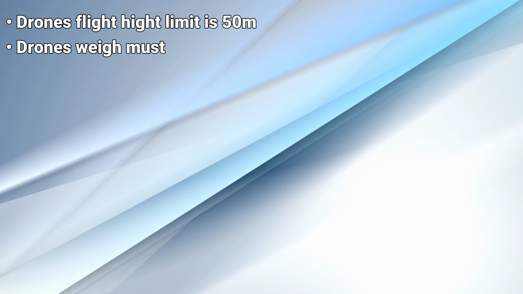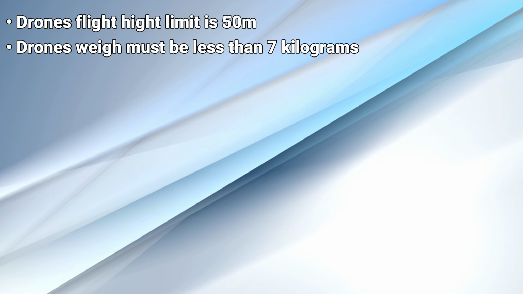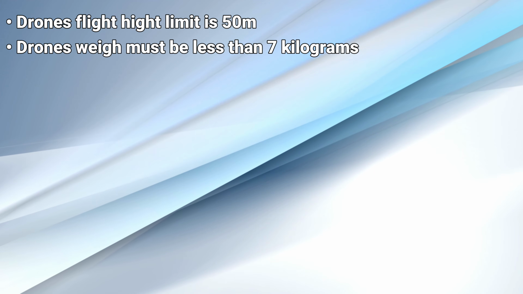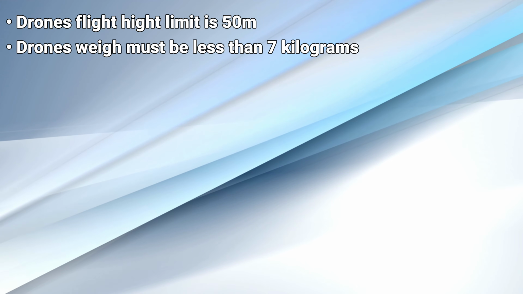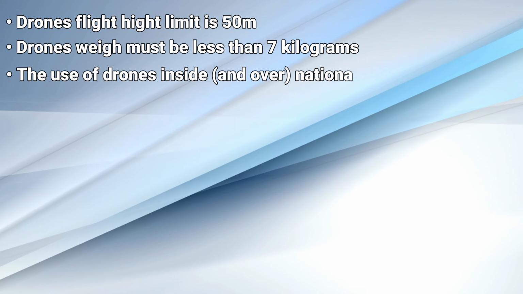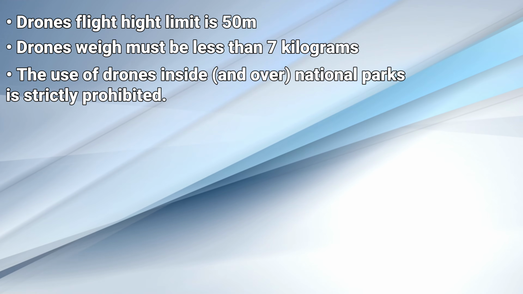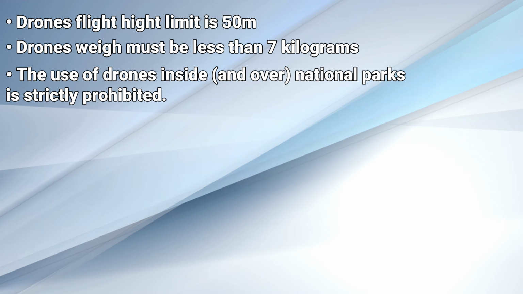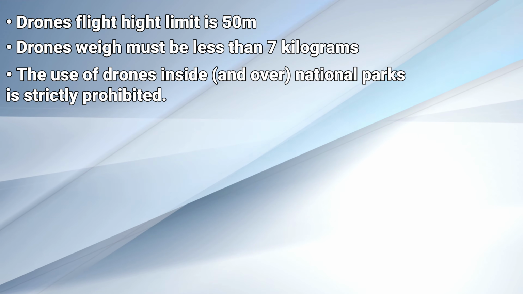Next one up is you're not allowed to fly drones above 7 kilograms in weight. So anything below 7 kilograms, you're okay. Anything above, you're not allowed to fly them. Next one is no flying in or around national parks. And this is not a joke. They do have very strict regulations around it.